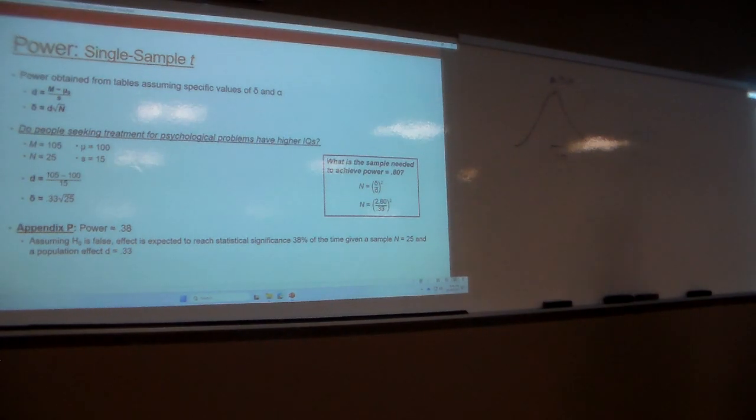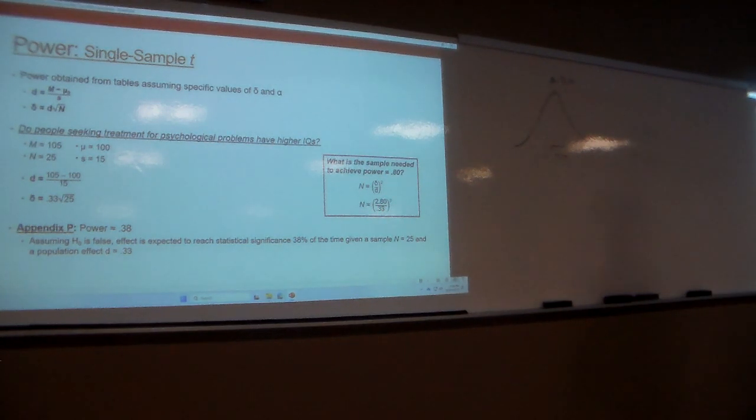But more often what I will be interested in is wanting to know what sample is needed to achieve a power of 0.80, because that's acceptable power, right? This is easy enough: use the formula, do some algebra on it and solve for n. If we do that, we get n equals my non-centrality parameter over my effect size, squared. So here, I've got 2.8 over 0.33 squared.